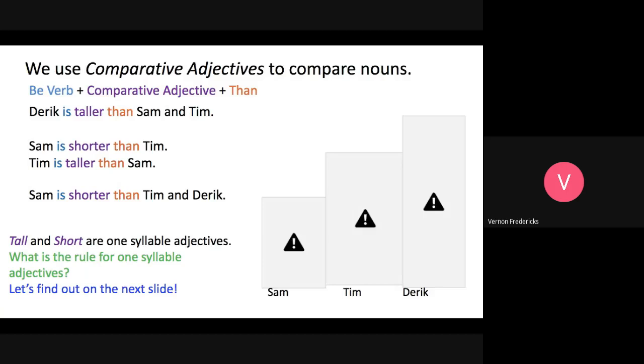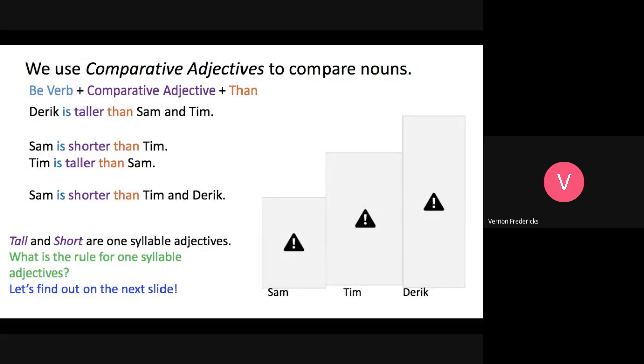If you look at your right-hand side there, students, there is a table or a graph which says how tall Sam is, how tall Tim is, and how tall Derek is. So Derek is taller than Sam and Tim. Sam is shorter than Tim and Derek. Tim is taller than Sam. Sam is shorter than Tim. Let's continue reading there.